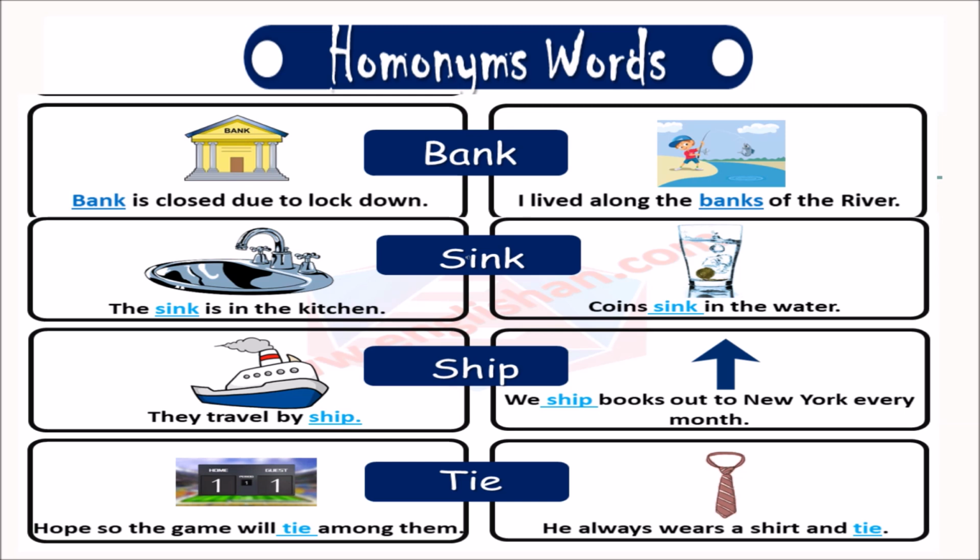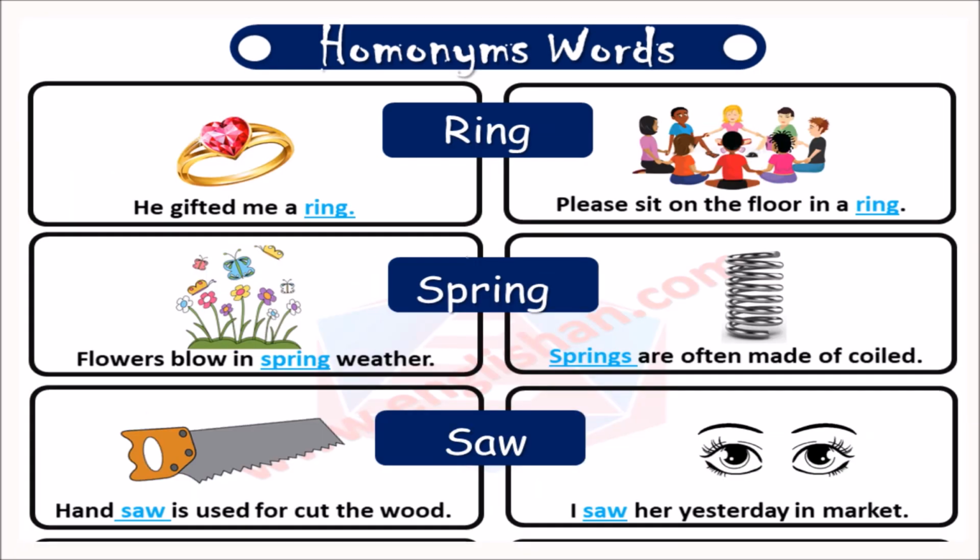Then we have tie. Hope so. The game will tie among them. He always wears a shirt and tie. Next we have ring. He gifted me a ring. Please sit on the floor in a ring. Next we have spring. Flowers blow in spring weather. Springs are often made of coiled.